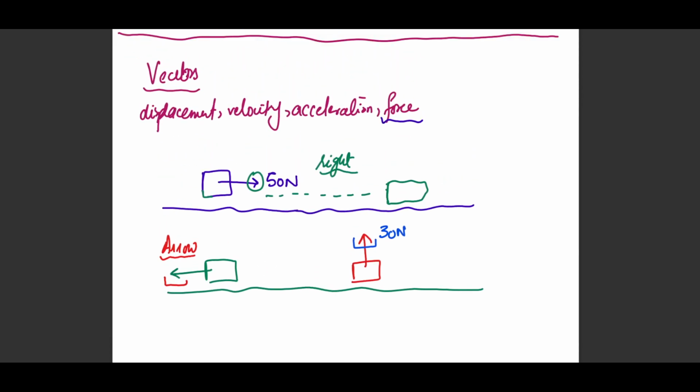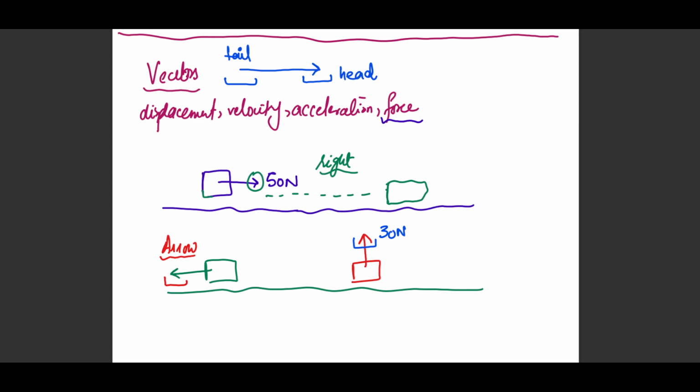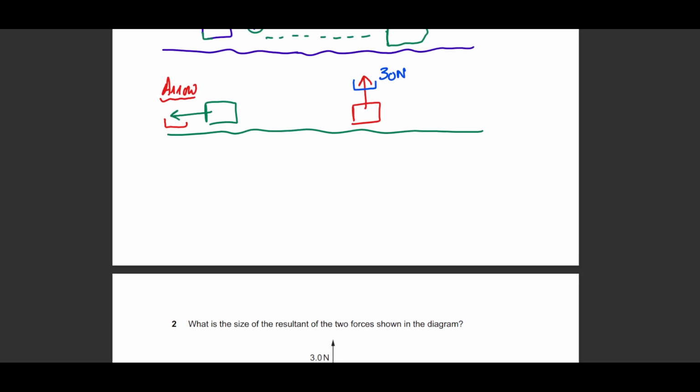And for a vector that is represented with the arrow, this part of that vector is known as the head, and this part is known as the tail. Why are we introducing this vocabulary? Because there are a few methods to solve vector addition or vector resolution that involve these terminologies. So we must be familiar with that. Let's try to look at a different example.